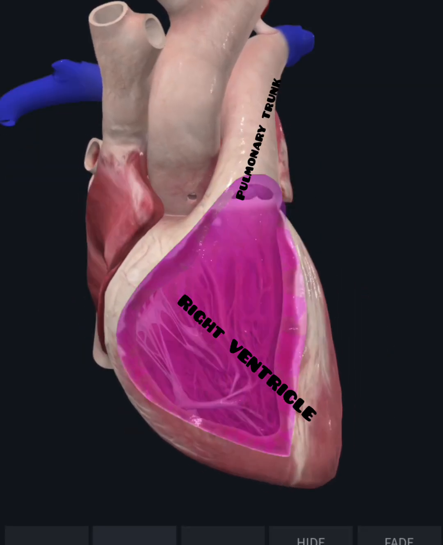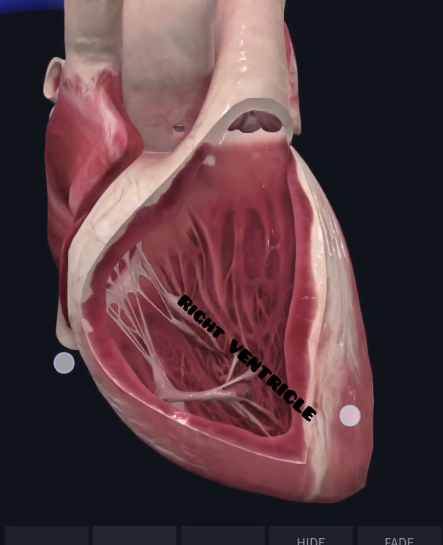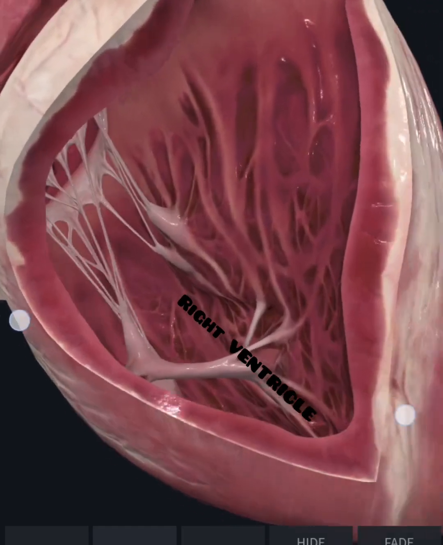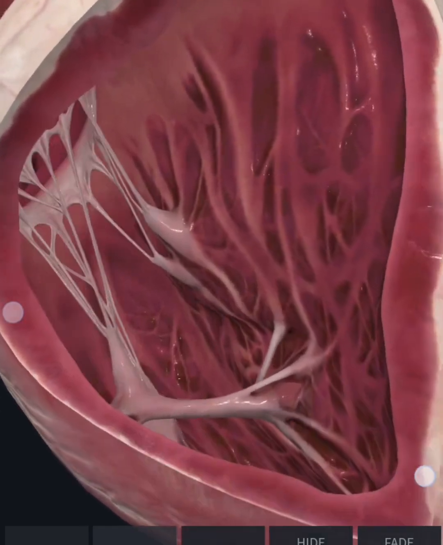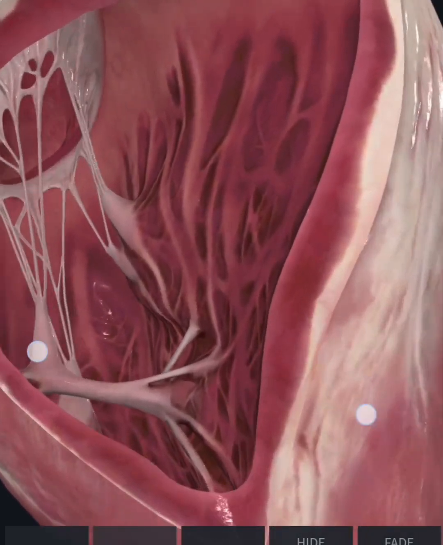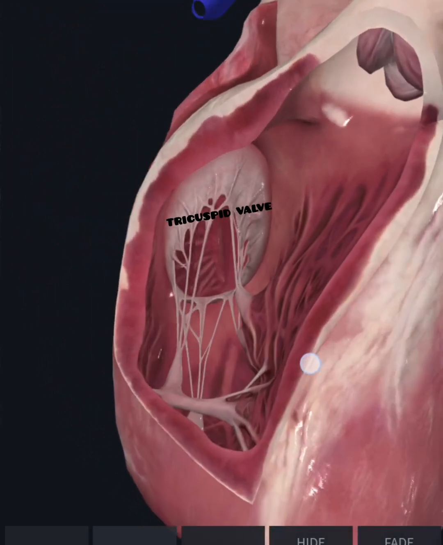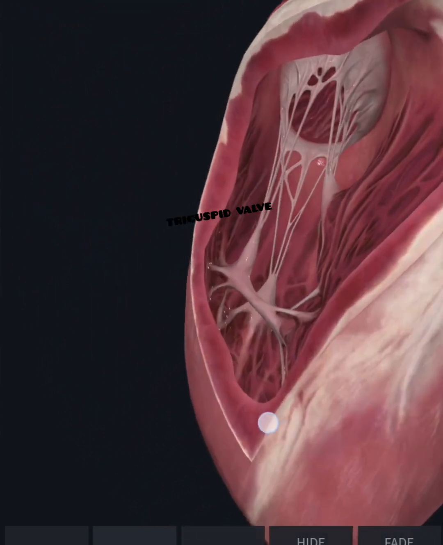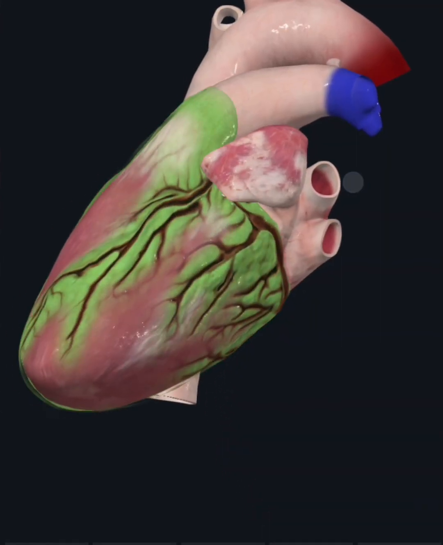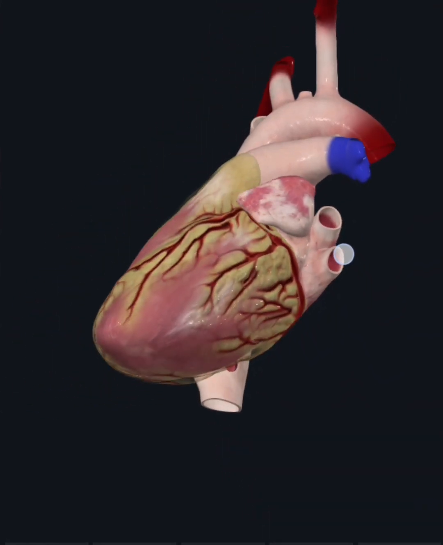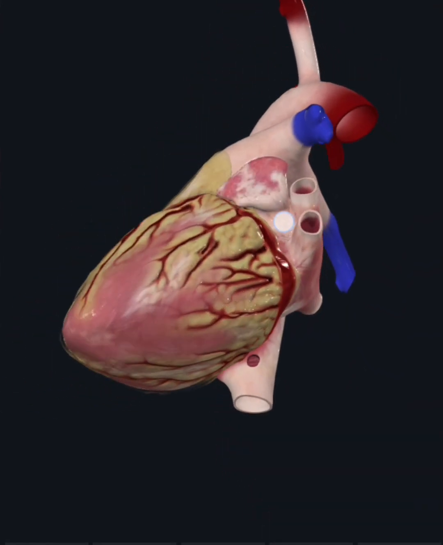The right ventricle is one of the heart's 4 chambers, located on the lower right side. It receives deoxygenated blood from the right atrium through the tricuspid valve and pumps it to the lungs via the pulmonary artery. Structurally, it has thinner walls than the left ventricle, as it only needs to pump blood a short distance.